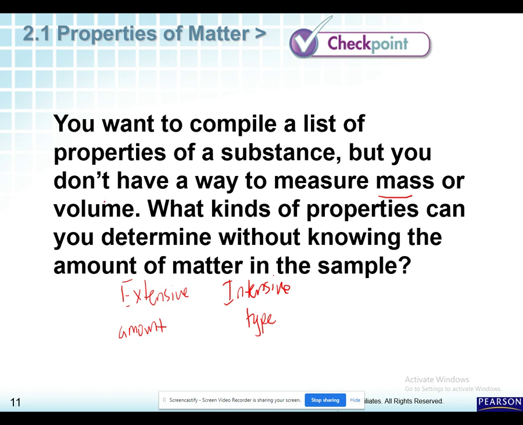Mass and volume, based on our notes, what did we classify them as? Extensive. Yep. What kind of properties can you determine without knowing the amount? Well, since extensive depends on the amount, I cannot know what the extensive properties are. So I'm looking at intensive.